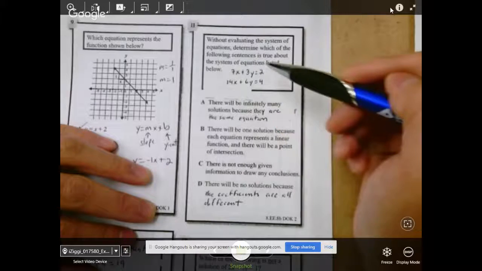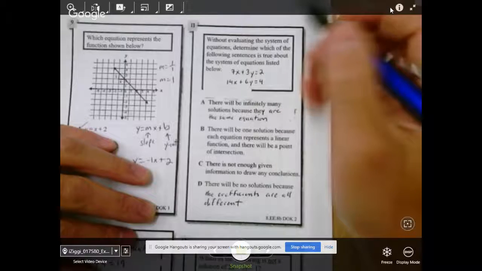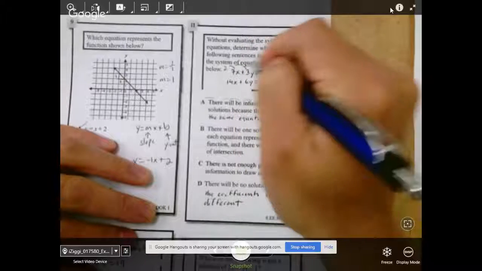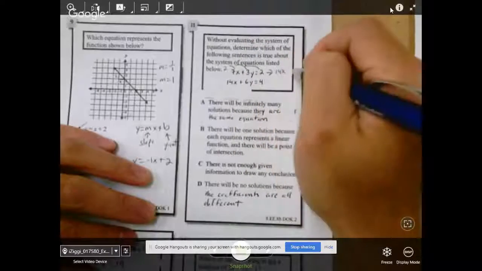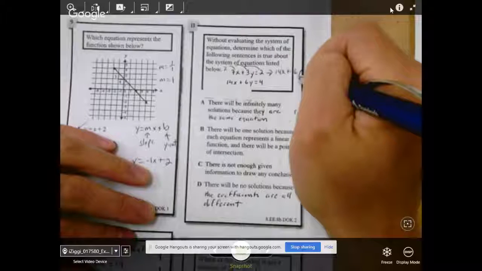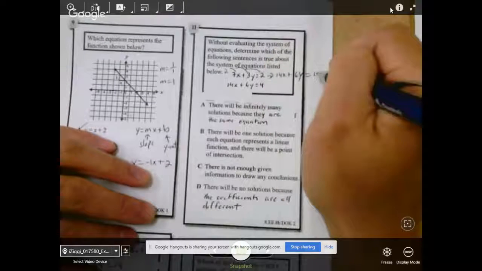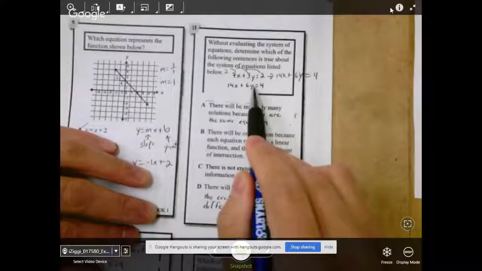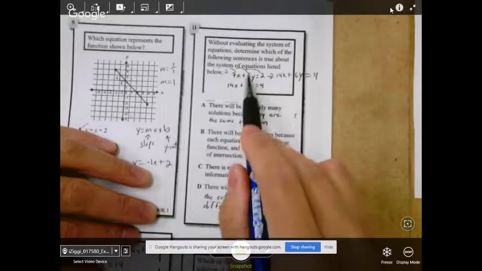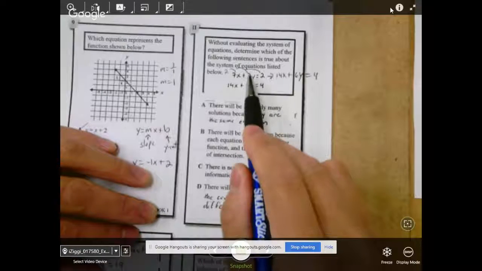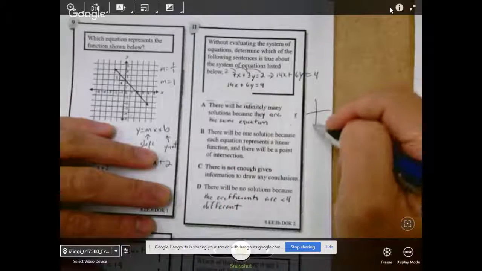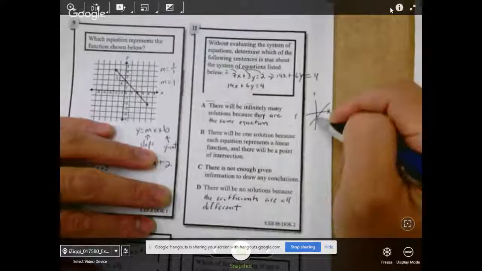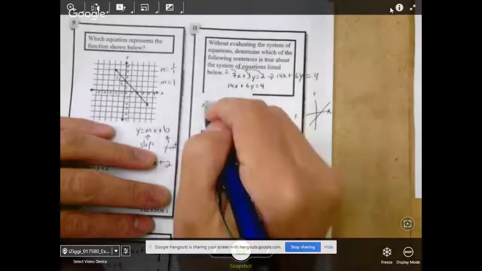Hey, if I multiply a 2 to everything in this top equation, 2 times 3 is 6, 2 times 2 is 4, I get the exact same equation back here. These two equations are the exact same equation. Okay? Since they're the exact same equation, if I were to graph two lines that were exactly the same on the coordinate plane, one would be right on top of the other. There would be infinitely many solutions. Those lines are the exact same line.